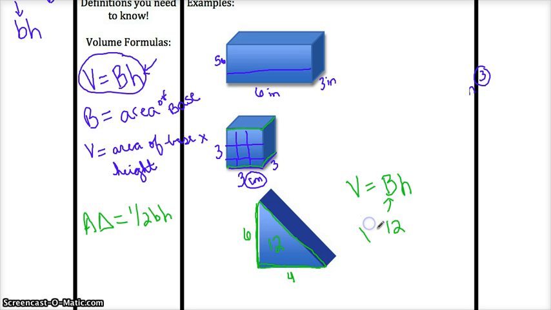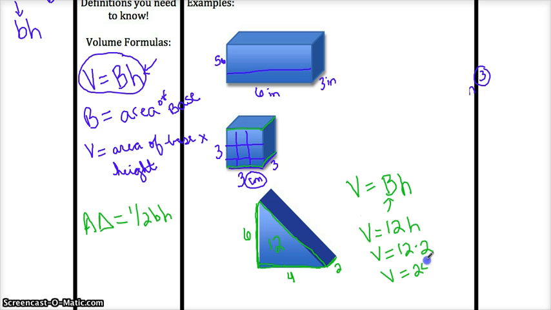Okay, so let's plug in what we have for our formula so far. We have V equals 12 times height. And then our height of the triangle, let's say that it's 2. And so we're going to have volume equals 12 times 2. So 12 times 2 is 24. So our volume equals 24.